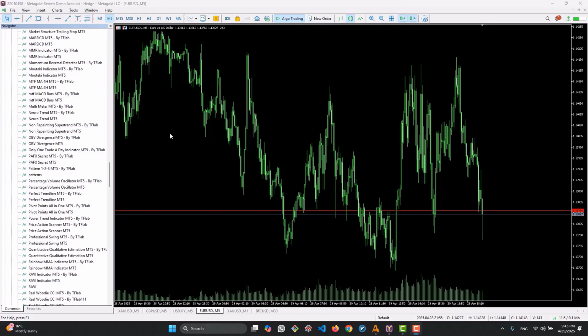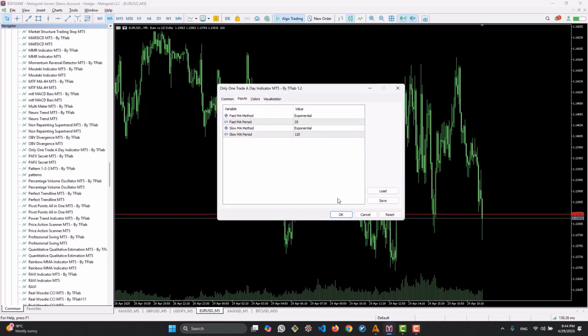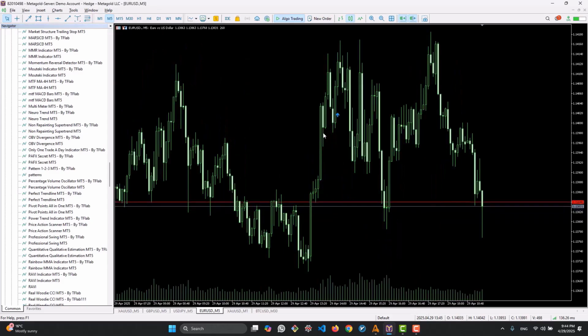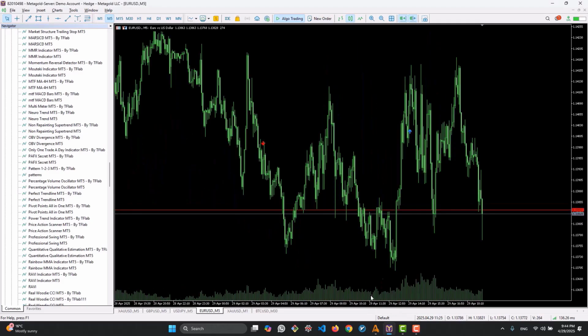Hello. In this video, I will be reviewing the only one trade day indicator on the MetaTrader 4 and MetaTrader 5 platforms. This indicator gives us buy and sell signals. It shows buy signals with blue arrows and sell signals with red arrows. This indicator works using moving average crossovers, and we can specify the values of these moving averages in the input settings. Let's go through the settings of this indicator together.